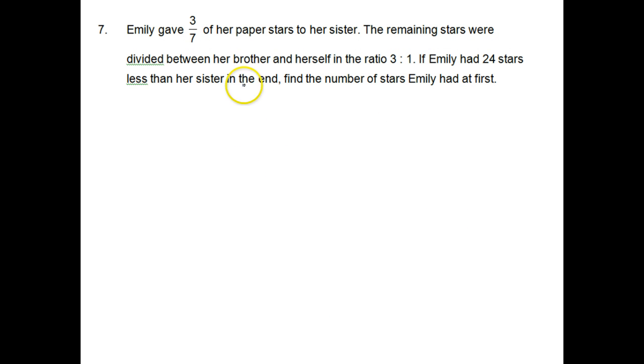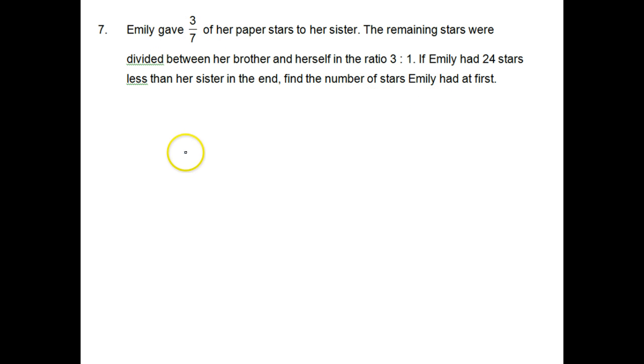Question 7. Emily gave 3/7 of her paper stars to her sister. Remaining stars were divided between her brother and herself in the ratio 3:1. Emily had 24 stars less than her sister. In the end, find the number of stars Emily had at first.